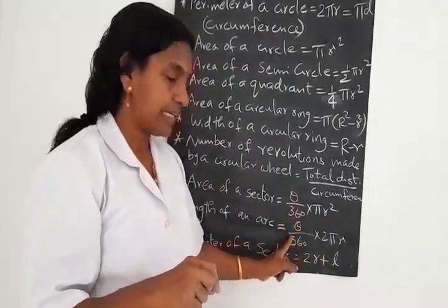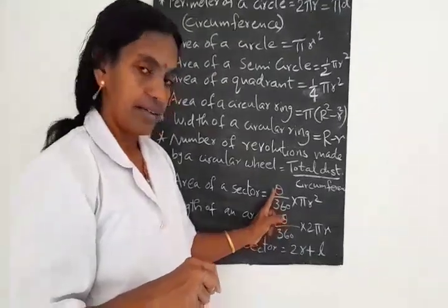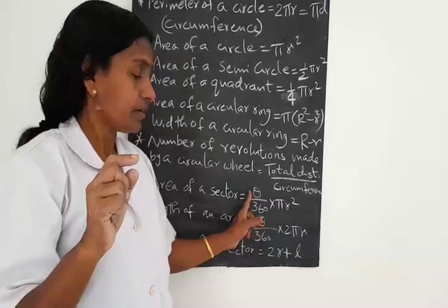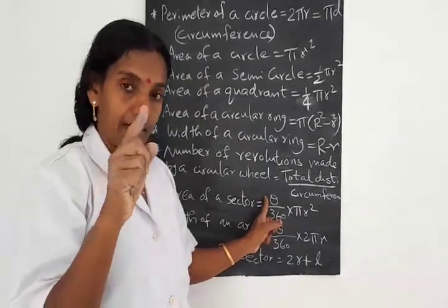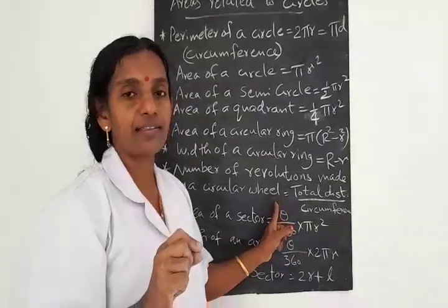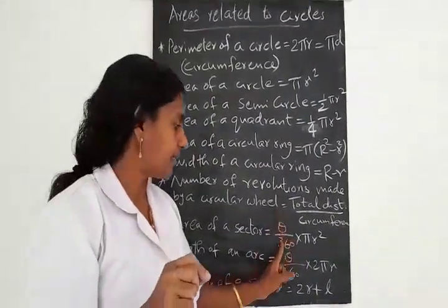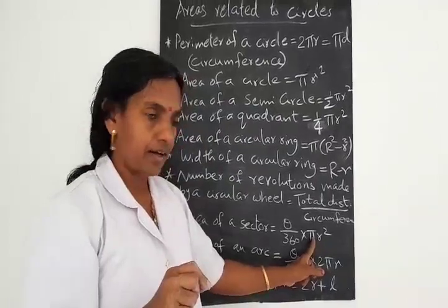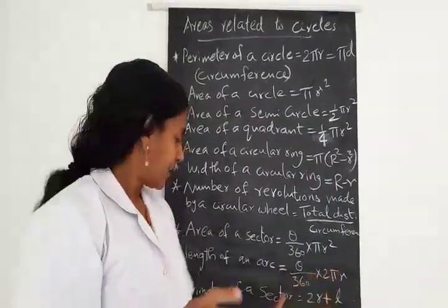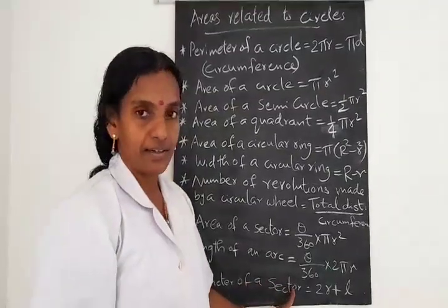This formula is very easy to understand. Angle around the center point is 360 degree. Out of 360 we are selecting theta degree only. So theta by 360 into pi r square for area, and here for arc length it is theta by 360 into 2 pi r.